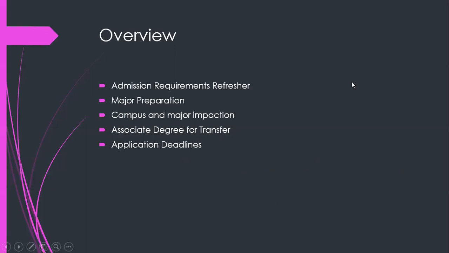Some of the things we'll talk about today are we'll go over a brief admissions requirements refresher, then we'll talk about major preparation, campus and major impaction, associate degrees for transfer, and the application deadlines for the CSU.